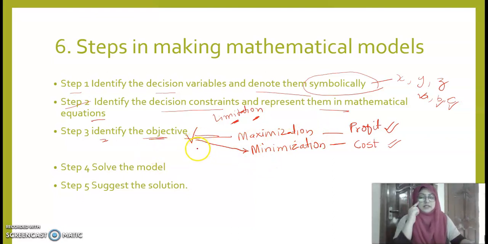Once the objective is identified, on the basis of the available information from steps number 1, 2, 3, we have to go for step number 4, which is solving the model. We have prepared the model, because the model is prepared when you are doing all these three steps. Then the model is ready. Now you have to go for the solution of the model. Once you have solved the model, you are definitely with a result, and you have to suggest that solution to the firm to implement. This is a very important step.